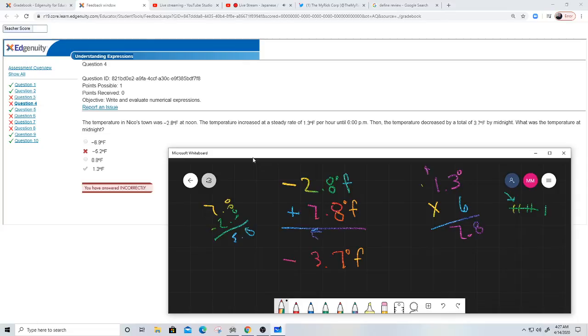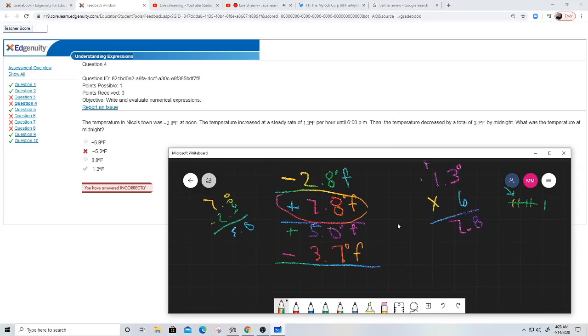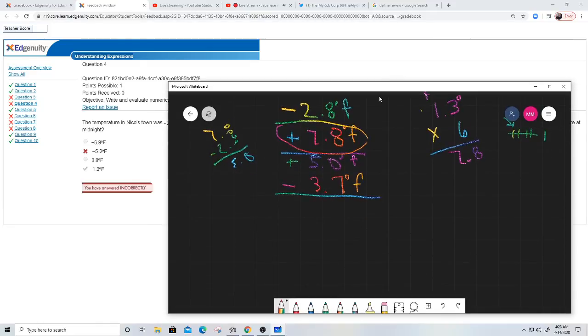Alright, try to make this where we can see it. Degrees Fahrenheit. Alright. Now, because the signs were different, I subtracted, and then I'm going to keep the sign of this number because it's bigger. 7.8 is bigger than 2.8. It's positive, so this is positive. And just like the problem said, now we're going to subtract by 3.7 degrees because that's what it decreased by by midnight. They're not going to make us do any funky math. So we're just going to have to do that.